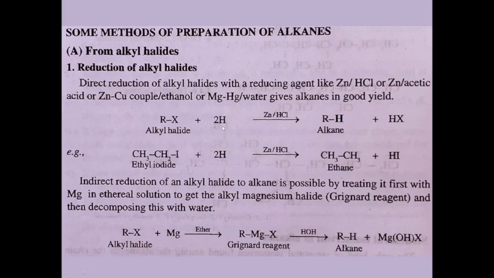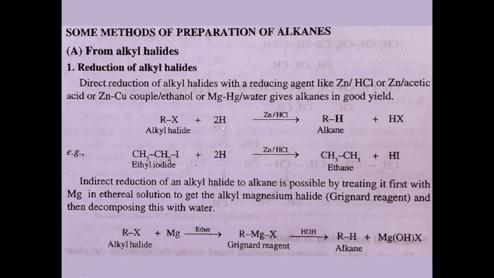So the initial starting compound is an alkyl halide, reacting with magnesium in dry ether, and we get a Grignard reagent RMgX, which reacts with water to give an alkane. For example, methyl iodide CH3I with magnesium in dry ether gives methyl magnesium iodide, which reacts with water to give methane and magnesium hydroxyiodide. And if we take ethyl iodide reacting with magnesium, we get ethyl magnesium iodide, which reacts with water to give ethane.